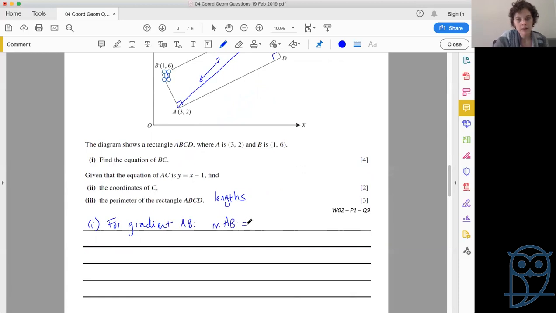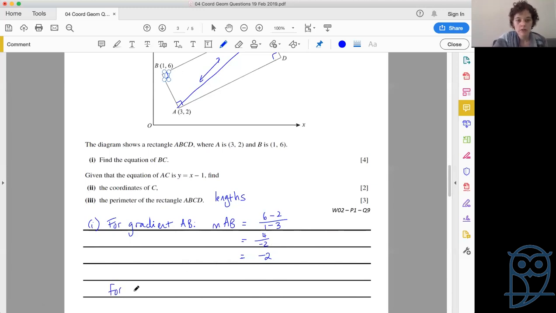MAB equals 6 minus 2 over 1 minus 3. So 6 minus 2 gives us 4. 1 minus 3 gives us minus 2, giving us an answer of minus 2. Right, so that's our gradient of AB. We have a point, we can get a gradient relationship.